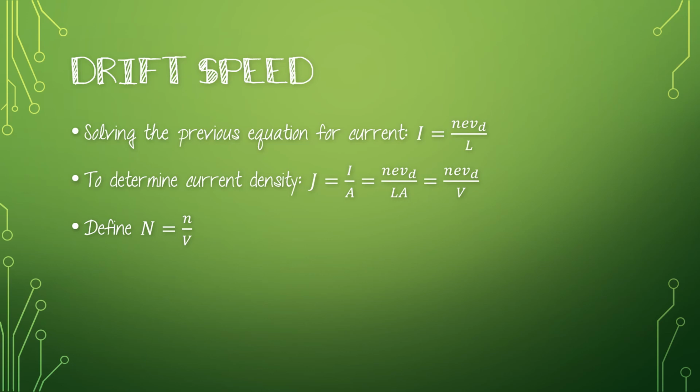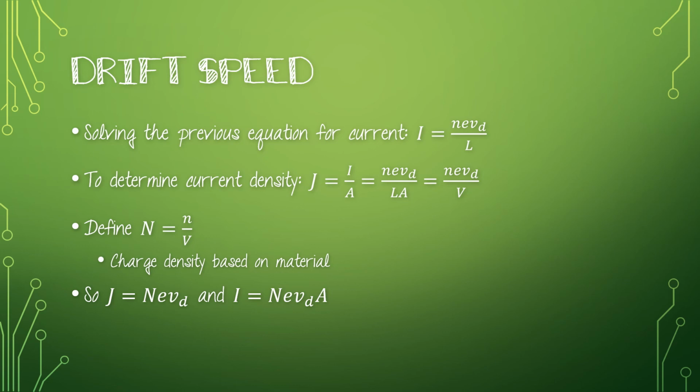One last thing, we can then say that the number of charge carriers per unit volume is a different variable. We'll call it capital N, and again, this would be something that is set for the material. So I may say this is a copper wire, and I can look up on the internet, or back in the day we used to look it up in reference tables, that copper has this value of charge carriers per unit volume. Then I can write the current density as N e times the drift velocity, and the current as N e times the drift velocity times the area.